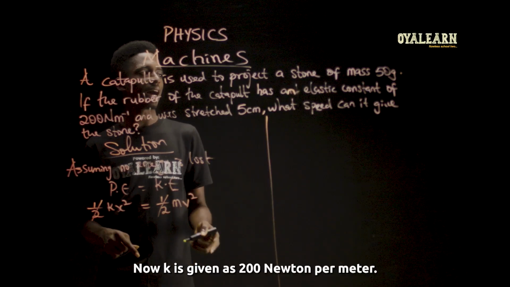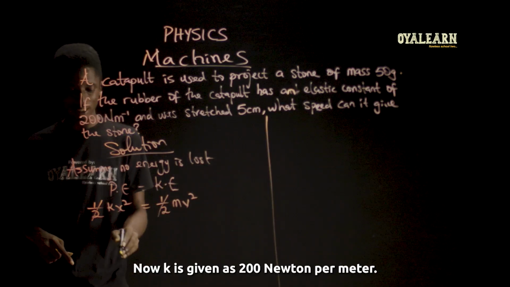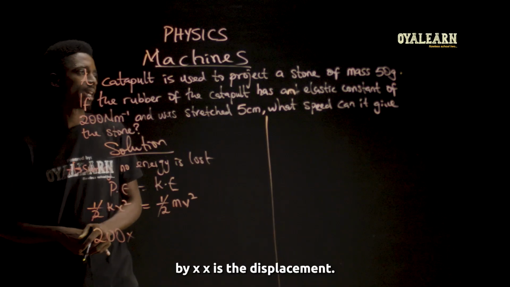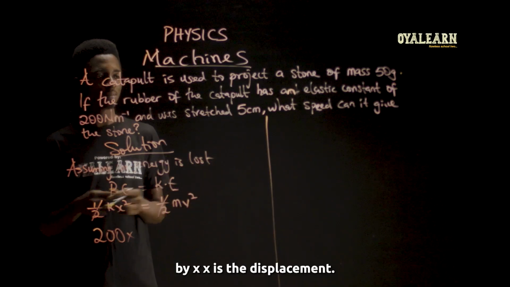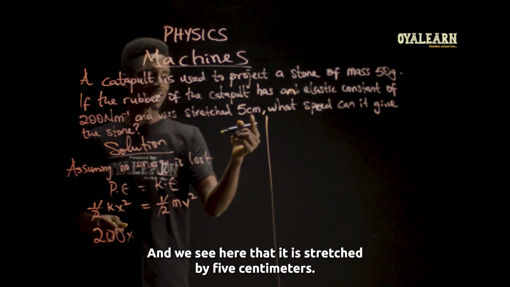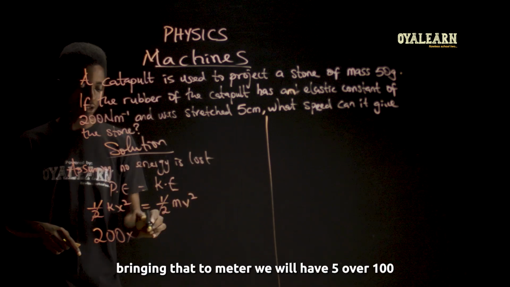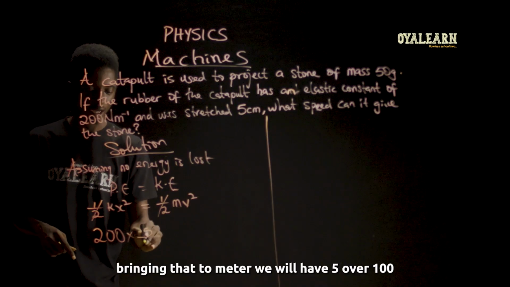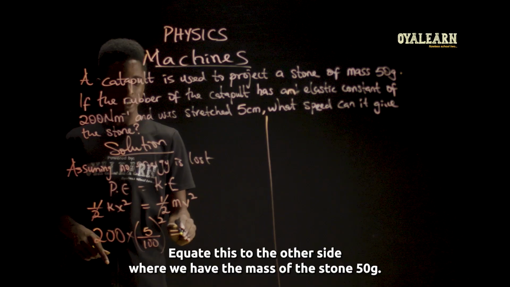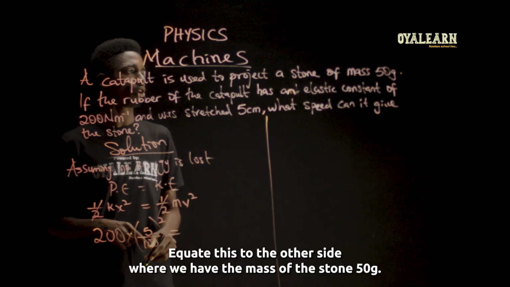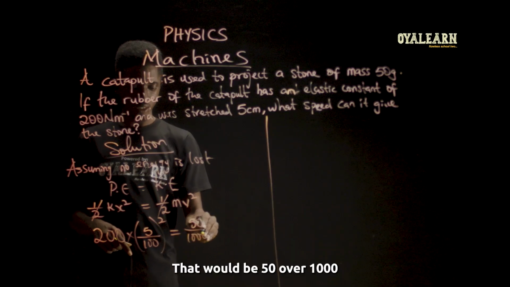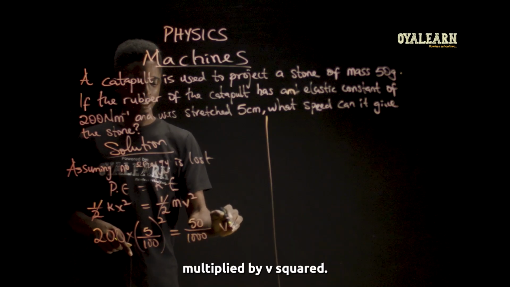Now k is given as 200 Newton per meter. So we put that here, 200 multiplied by x. X is the displacement, that is the stretching of the elastic rubber. And we see here that it is stretched by 5 centimeters. Bringing that to meter, we will have 5 over 100, now in bracket squared. Equate this to the other side here where we have the mass of the stone, 50 grams. That will be 50 over 1000 multiplied by v squared.